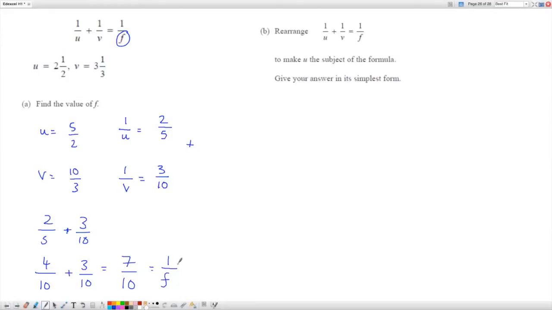We don't want 1 over f, we want the reciprocal, we want f. So f is equal to 10 over 7, or 1 and 3/7.